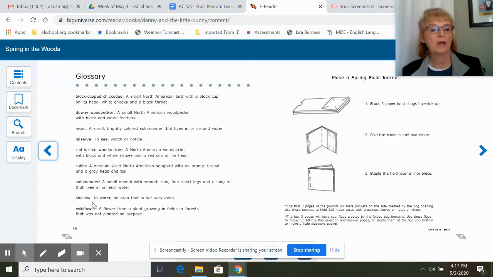The next word is shallow. In water, an area that's not very deep.